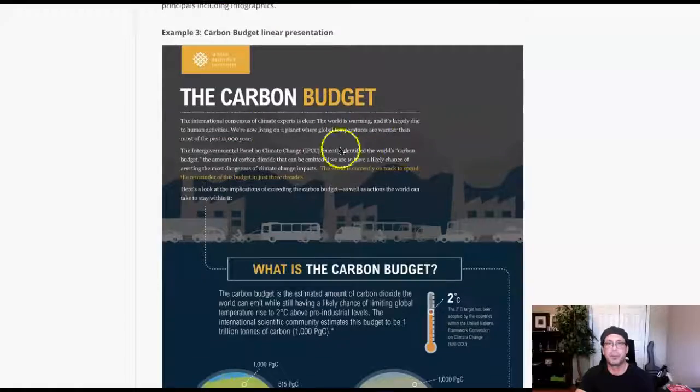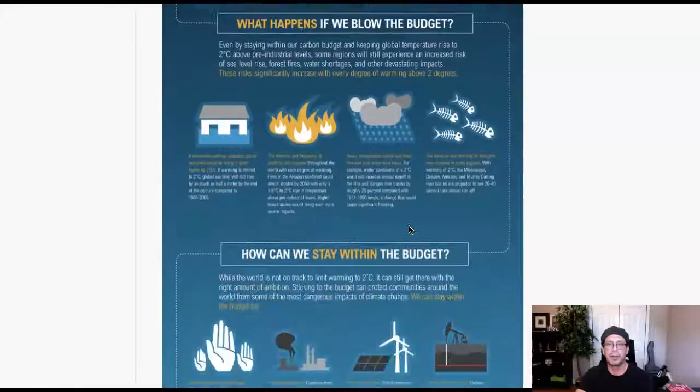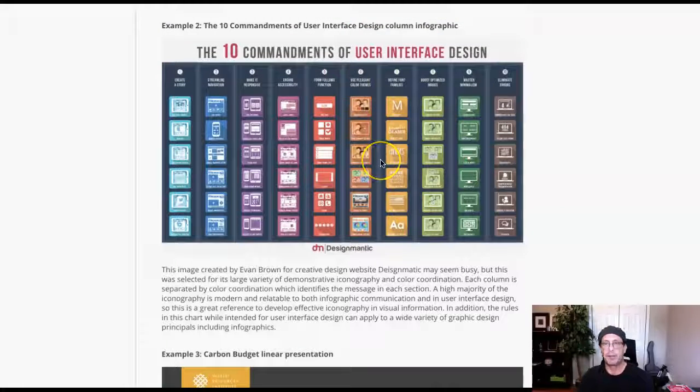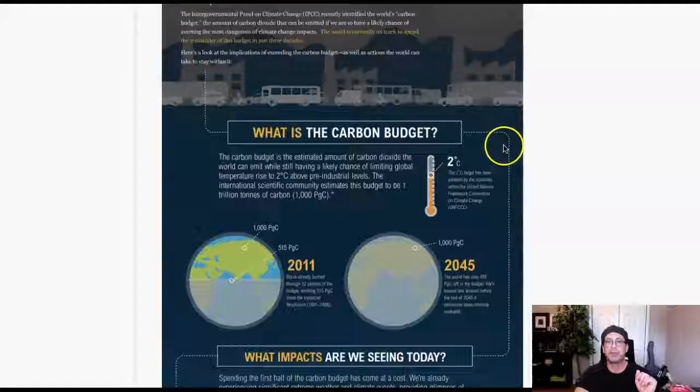I think this carbon budget is an excellent infographic. The second one, I've got to tell you, I'm not getting a whole lot of information on this. Remember, an infographic should tell a story, and it should also have a predefined path for the viewer to peruse through the actual infographic. And I think this one does, definitely.